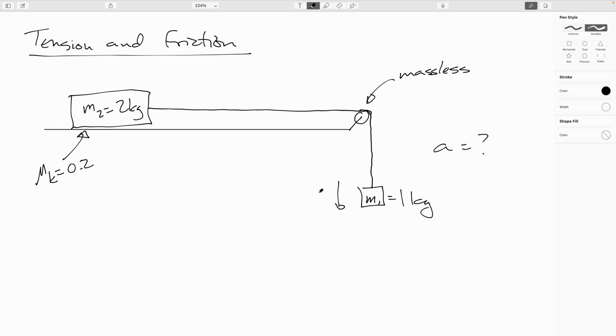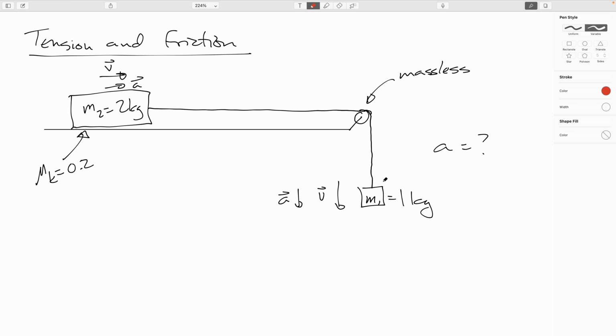First thing we'll note is that they will both accelerate at the same rate, and this is because the string doesn't stretch, so they'll both cover the same amount of distance in the same amount of time. So they'll have the same velocity at all times, and the only way that can happen is if they have the same acceleration at all times. Okay, so let's go ahead and identify our systems here.